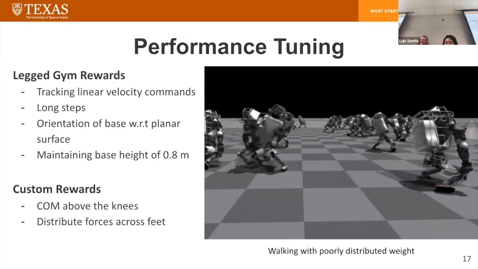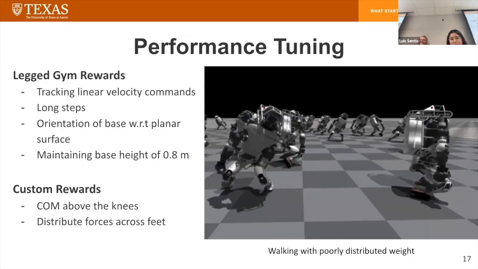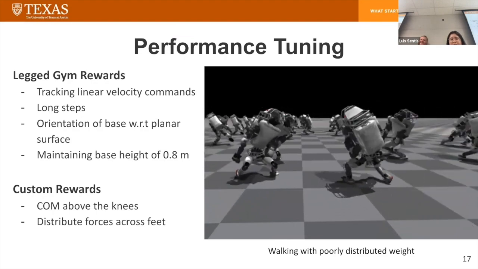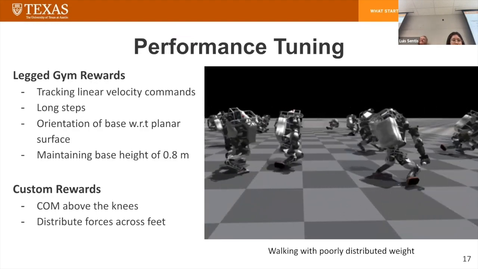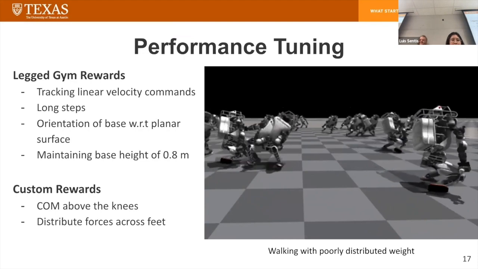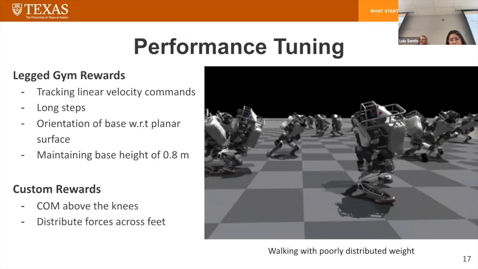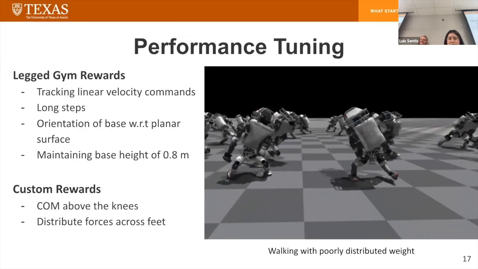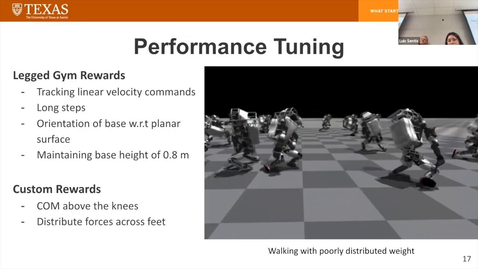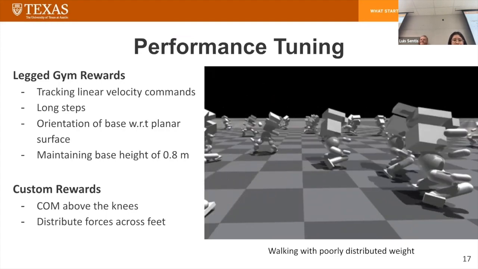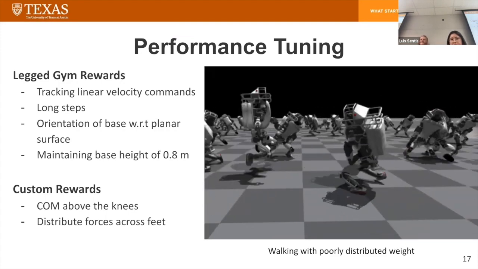These are the major rewards that we spent a lot of time working with, obviously tracking your linear velocity commands. Like a gym has a reward for long steps. So based off of your first contact on a foot, if you keep your foot in the air for a longer amount of time, you get more of a reward. You get a reward for keeping the orientation of your base with respect to your planar surface parallel, and if you maintain a specified base height.